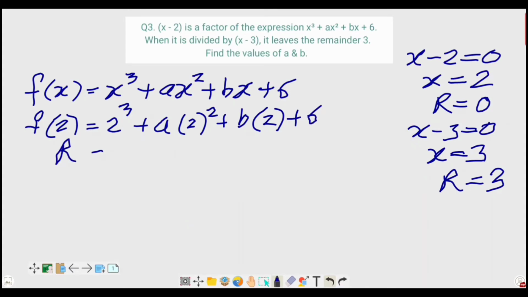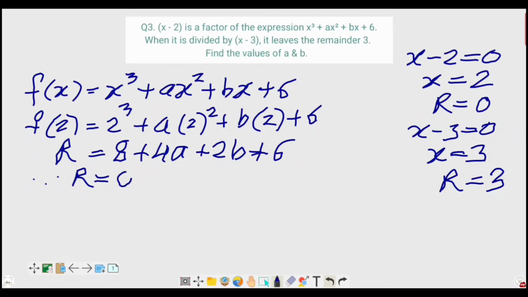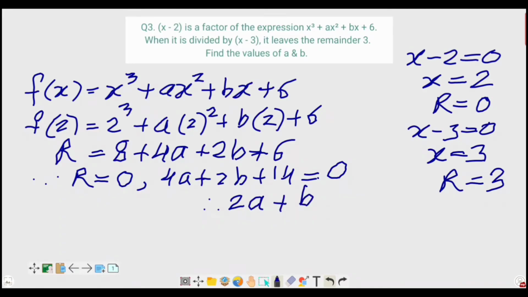So your remainder is now 8 plus 4a plus 2b plus 6. Now since in this case the remainder is 0, so your 4a plus 2b plus 14 will be equal to 0. When you transfer 14 to that side and reduce the equation with the table of 2, you will get 2a plus b equals minus 7. This will be your first equation.